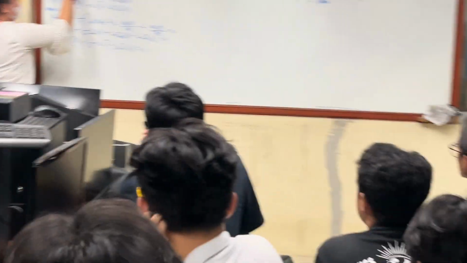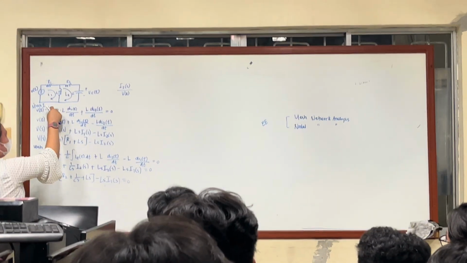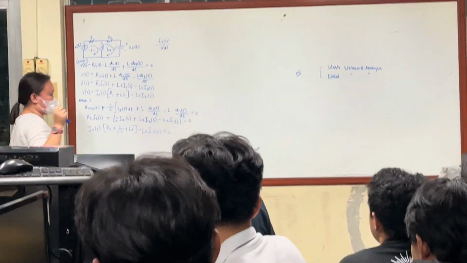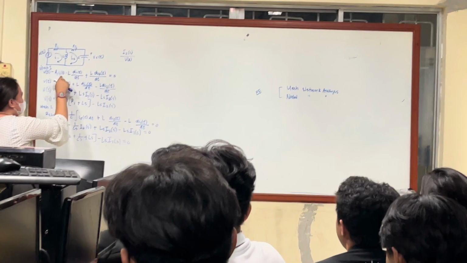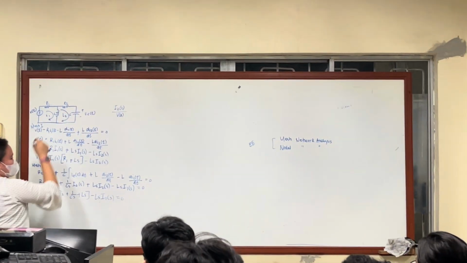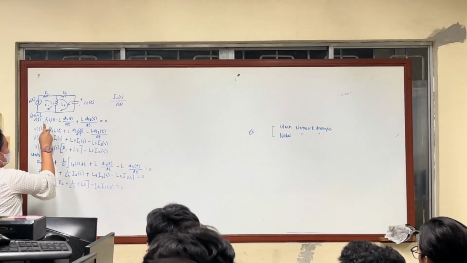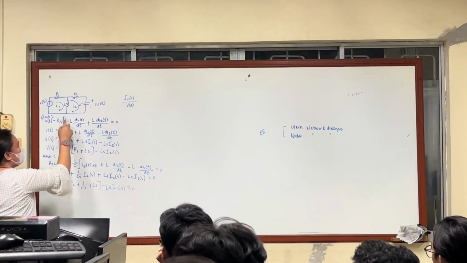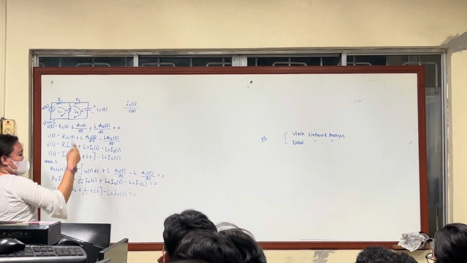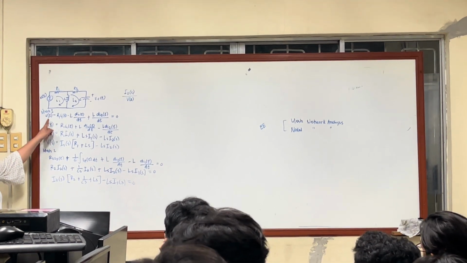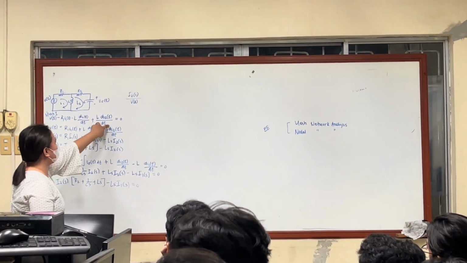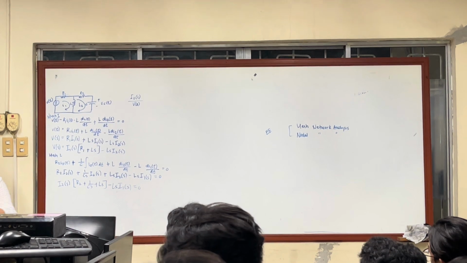So we have V of T minus R1 I1, where you put I1 plus I1. We have two meshes. Okay? So R1 I1 of T, since R1 is a resistor, minus L. Okay?